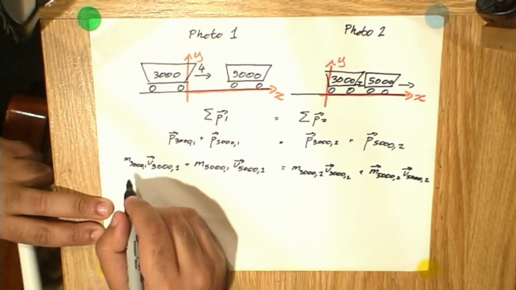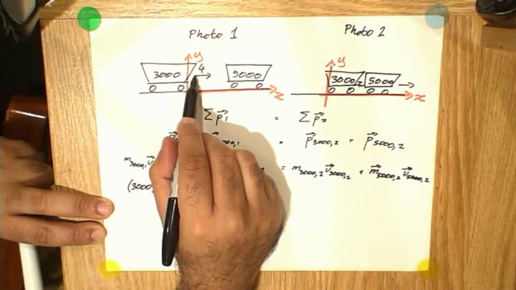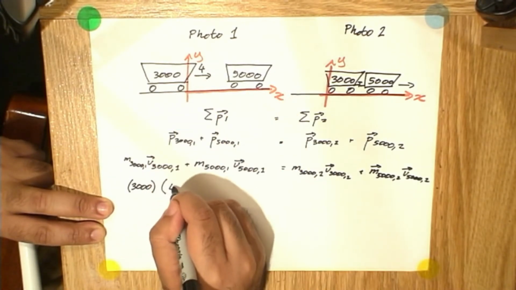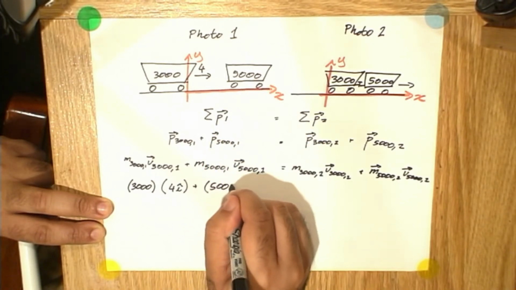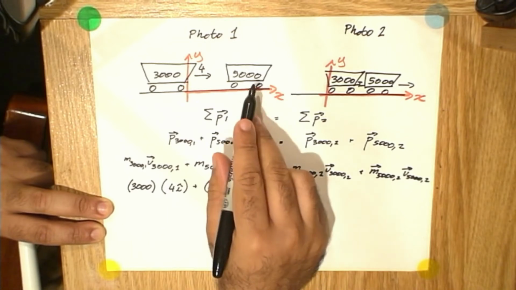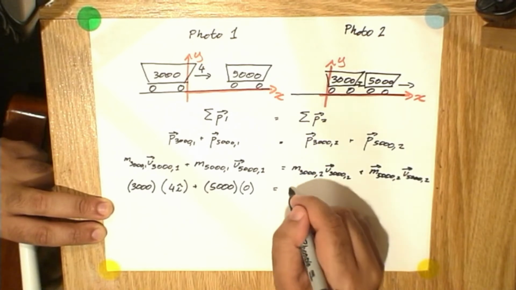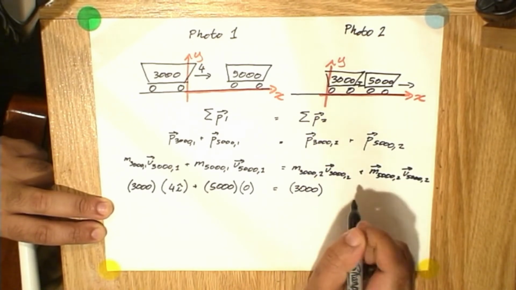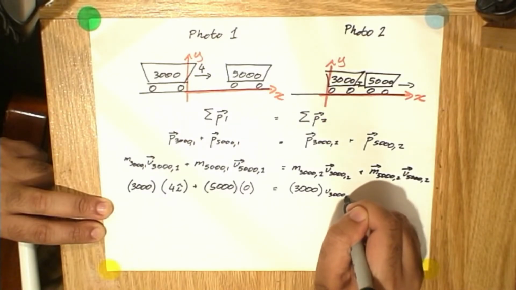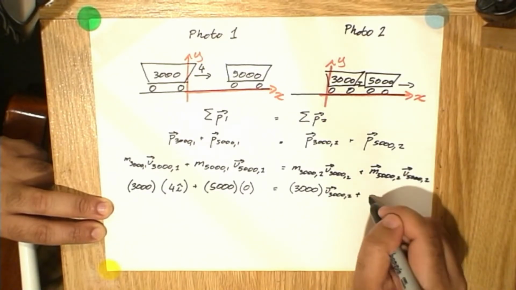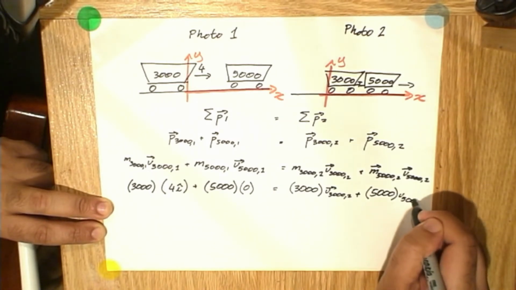The initial mass of the 3,000 is obviously 3,000. Its initial velocity is 4 in the positive x direction, so that would be 4 I hat. Plus, the mass of the 5,000 is, of course, 5,000, times the velocity, which is initially at rest, so that's 0. All of which is equal to mass of the 3,000 after the collision, times the velocity of the 3,000 after, we don't know what that is, plus mass of the 5,000 after, which has not changed from what it was before, times the velocity of the 5,000 after.